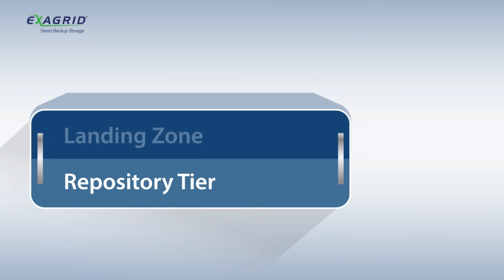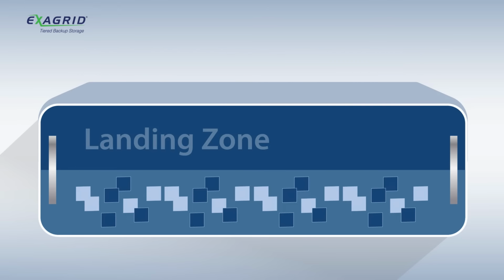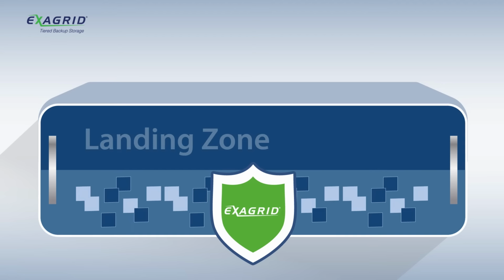In addition, all deduplicated objects are immutable, which means they are never deleted or changed. If encrypted data is deduplicated into the repository, it does not change, modify, or delete the previous data objects, ensuring that all data before the encryption event is ready to restore.